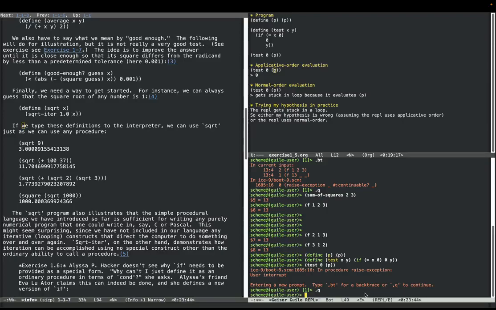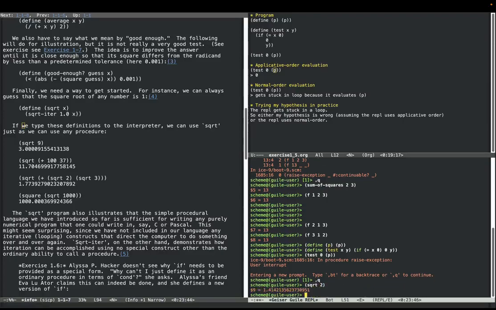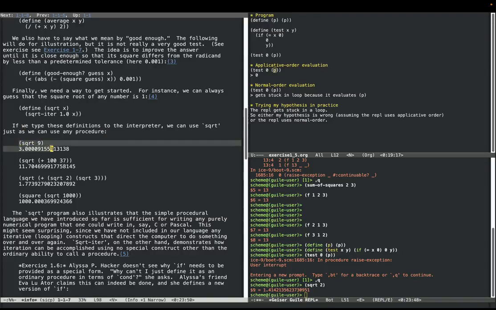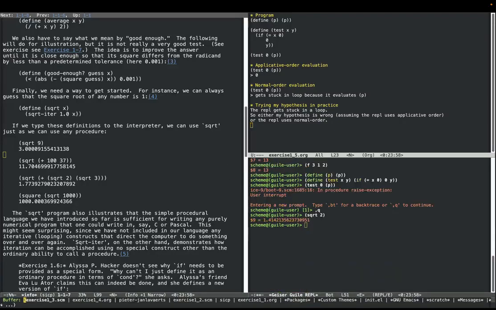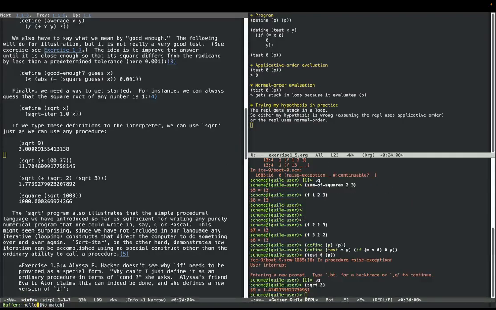I wonder, maybe it's already built in. Yeah, it's already built into Guile. But okay, they're just illustrating a point here. The square root program also, can you just redefine stuff? I don't know.